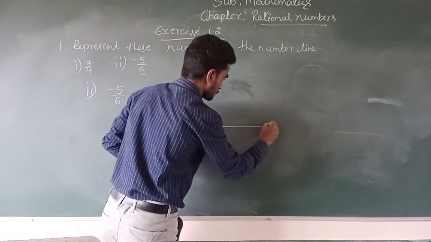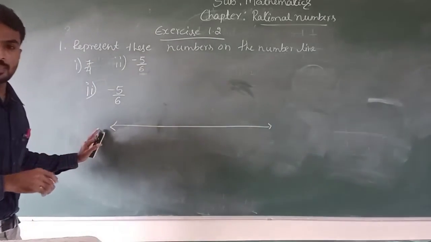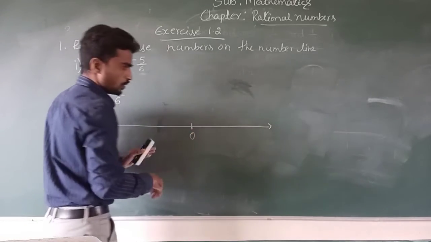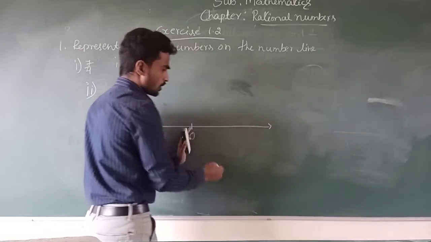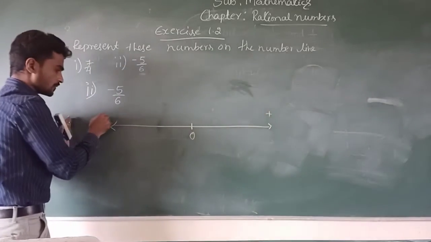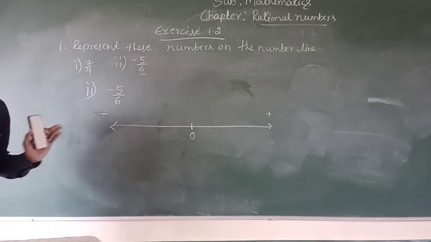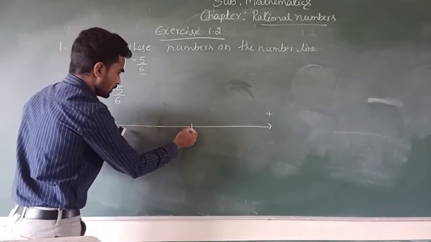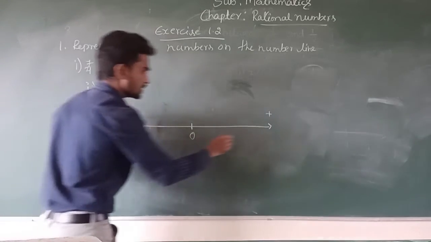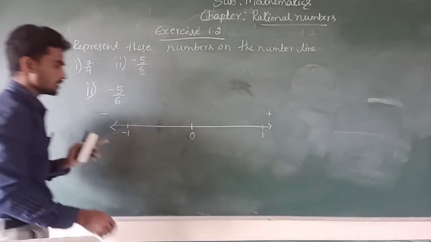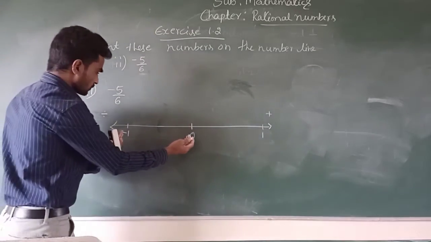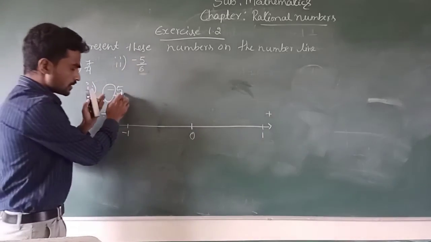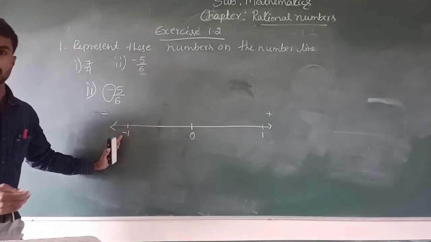Consider a line. Here at the center you can consider 0. Right side to the 0, positive values are there. Left side to 0, negative values are there. Now here you can divide. After 0, minus 1 is there on the left, and after 0, 1 is there on the right. In between 0 and minus 1, minus is there. That's why there is a number in between 0 and minus 1.